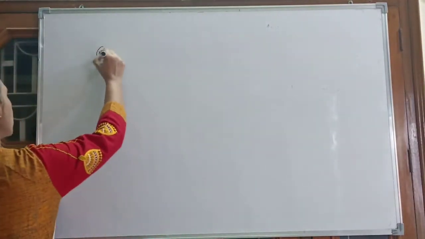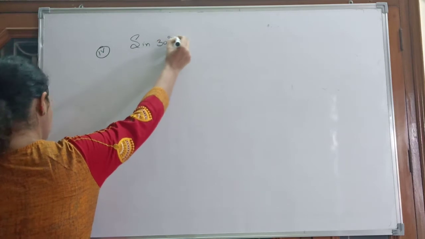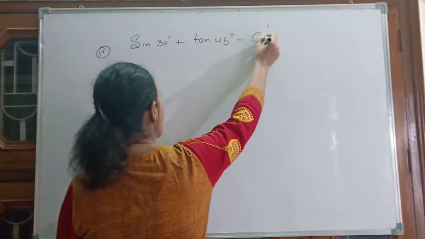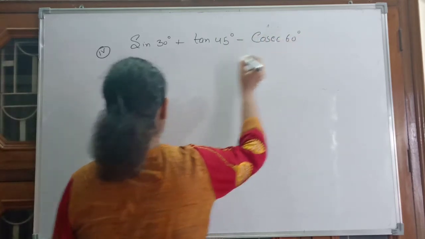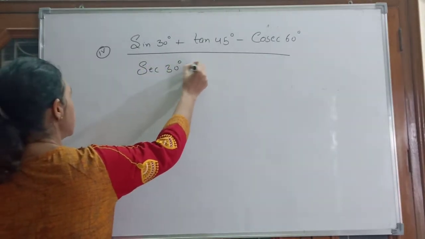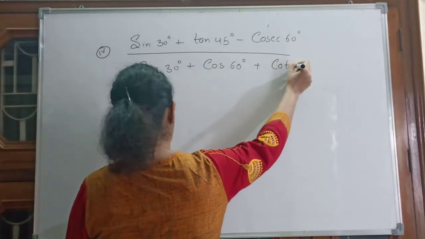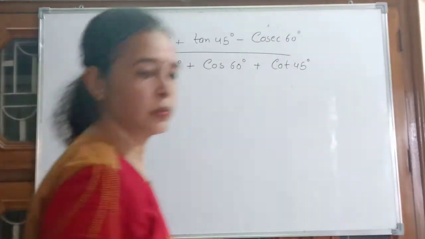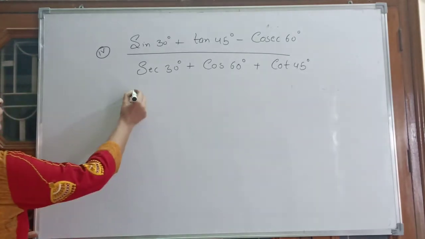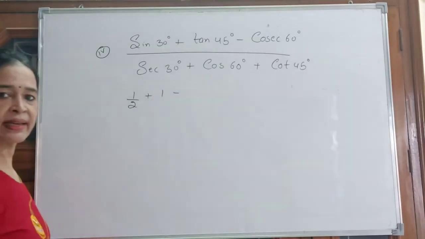Question number 1, part 4, NCERT exercise 8.2. Sine 30 degree plus tan 45 degrees minus cosec 60 degrees upon sec 30 degrees plus cos 60 degrees plus cot 45 degrees. What you have to do? You have to put the values. What is sine 30? 1 by 2 plus tan 45 degrees 1 minus cosec 60.